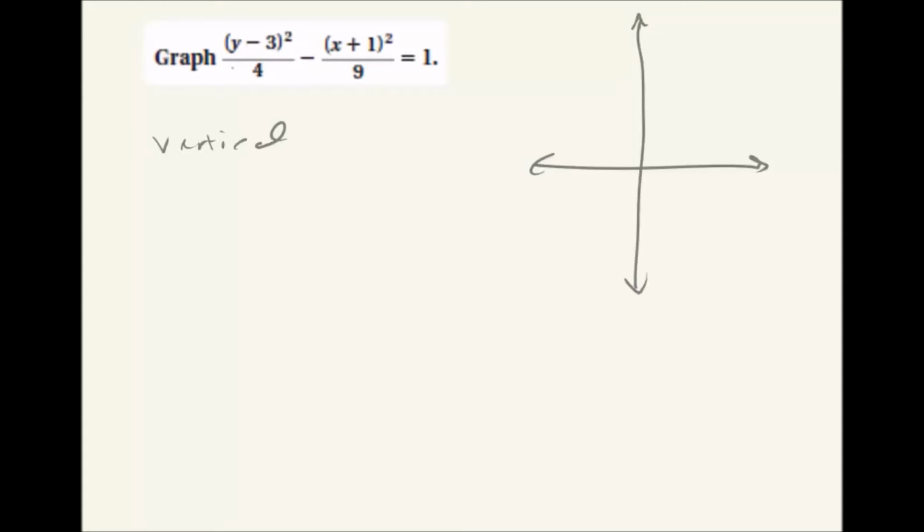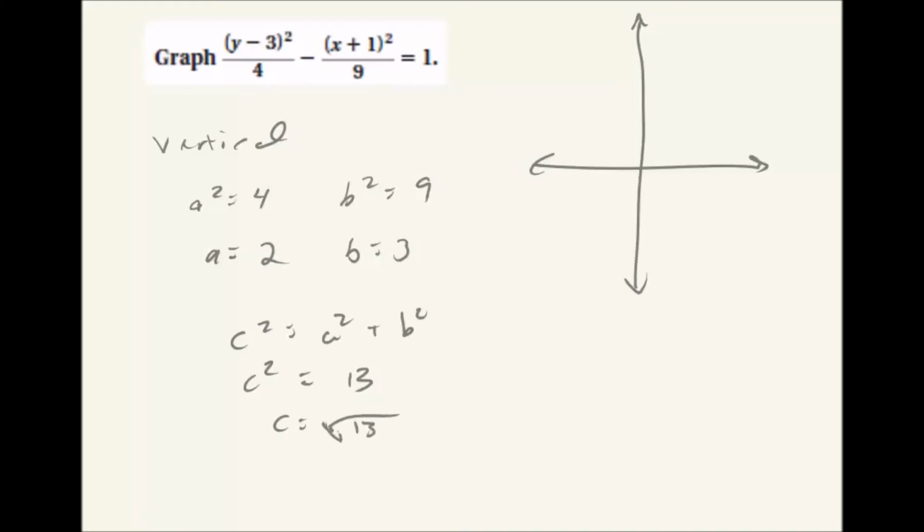because the y squared is the positive term, the x squared is the negative term, so it's going to open up or down. I can already tell what a squared is going to be, so a squared is 4, meaning a is 2. I can tell b squared, and b is 3. I can tell c squared, based on the information from the last section, a squared plus b squared. So we have 4 plus 9, 13, and c equals the square root of 13.